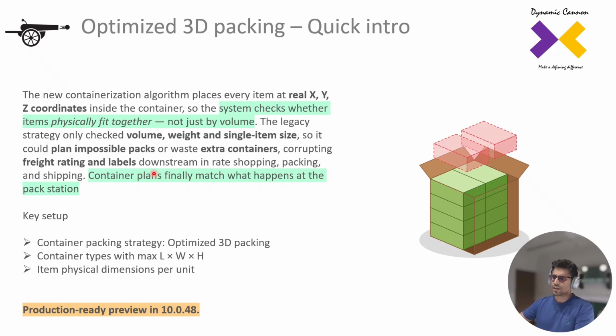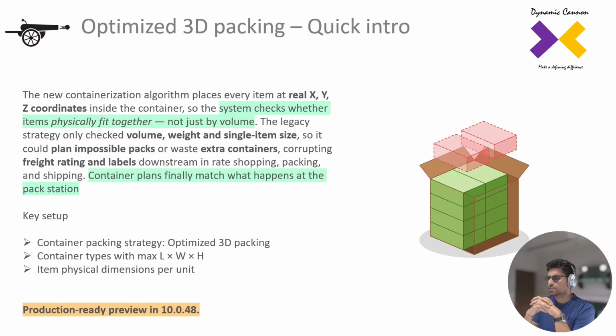And with this new feature, I think Microsoft is taking it to the next level, where they're not simply going to look at the volume and the weight. They are going to also look at the XYZ coordinates of the item and the box, and then the 3D packing algorithm is going to make sure all the items fit in the box. So what I mean is the item fits in the box, right? I will explain this feature which Microsoft has rolled out with a nice example.